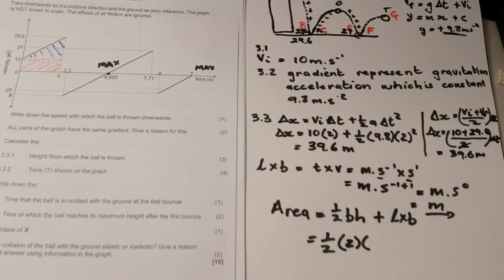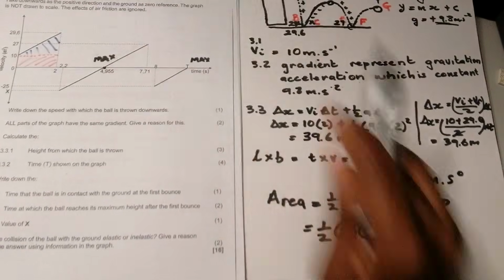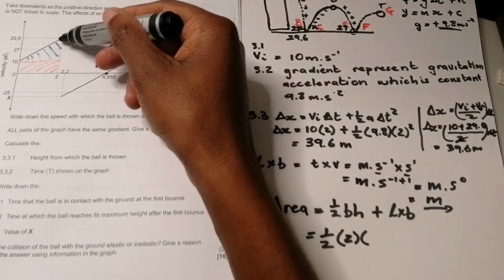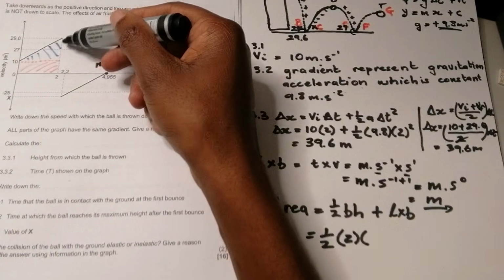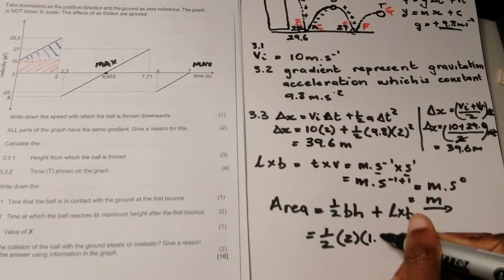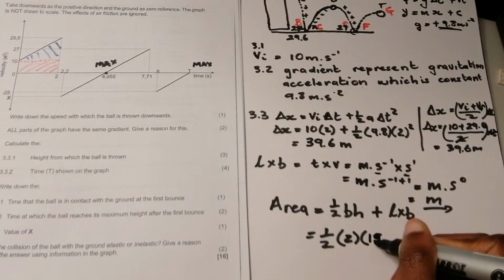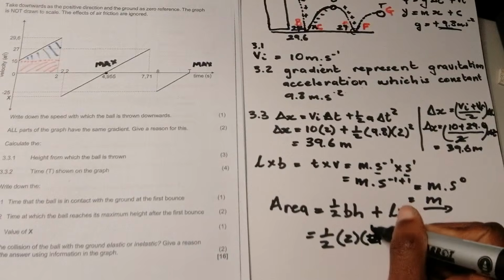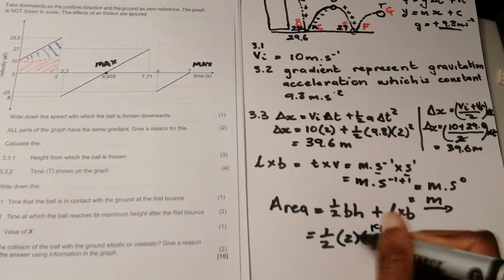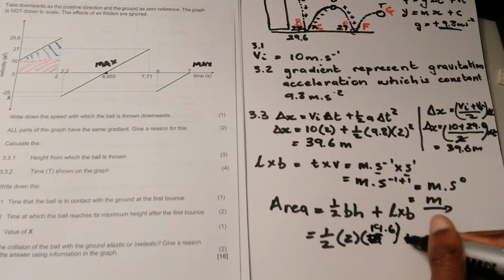So what would be this height? It would be the difference between those 2 points, right? So 29.6 minus 10, that would give me 19.6. Sorry, I wrote 1.9 there. So that would be 19.6. Okay, sorry about that little mess there.